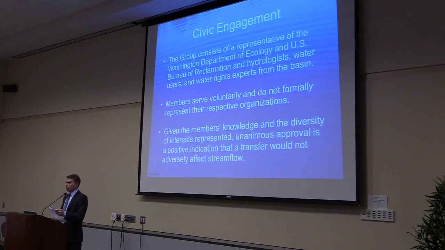So one of the things that really makes this work is, as I mentioned, you have to understand what the third parties are going to be feeling. If there's anybody that's going to more or less try to come back and upend the whole process from the beginning. The group consists of not only the Washington Department of Ecology and the U.S. Bureau of Reclamation, but hydrologists, water users, and water right experts from around the basin, informally representing a wide variety of interests. So these folks are intelligent, they know the basin, and they know the interests. And so when they say that it's good, and they unanimously say it's good, you can pretty much assume that there's not going to be much of a problem.